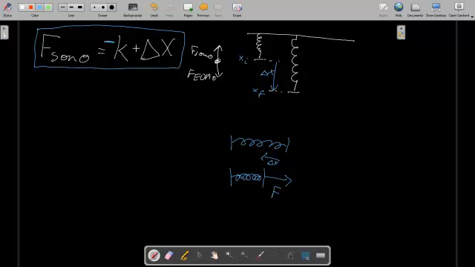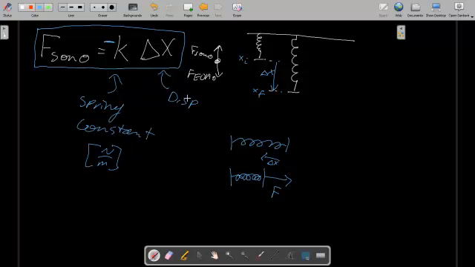Force of the spring on the object equals negative k, the spring constant, which is in units of newtons per meter, times the displacement, which is given in units of meters, and of course the force of the spring on the object is given in newtons. And there you go.